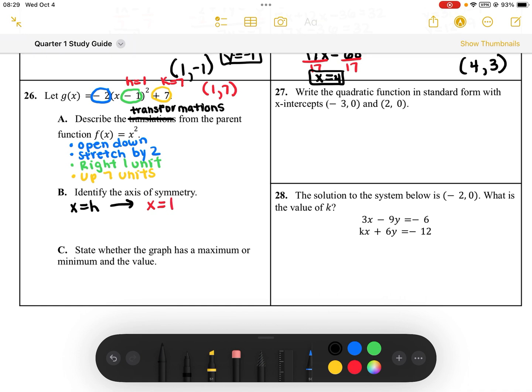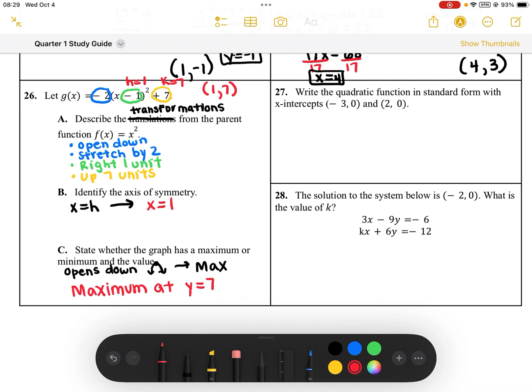C, state whether the graph has a maximum or minimum and the value. My graph opens down. So it's going to look like this. My vertex there is the highest point, so that means I am going to have a maximum. So in this situation, I am going to have a maximum at, and it's always the y value of your vertex, so y equals 7.